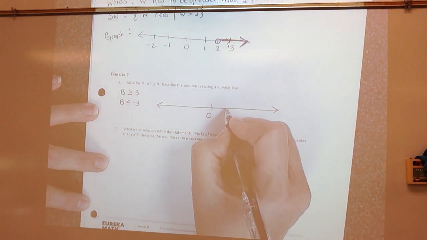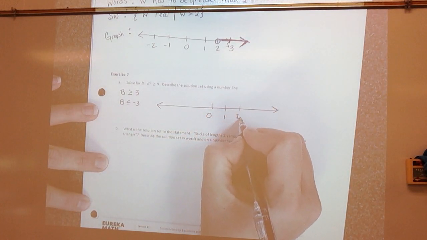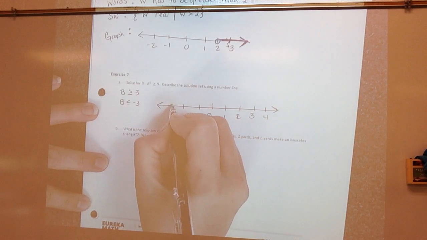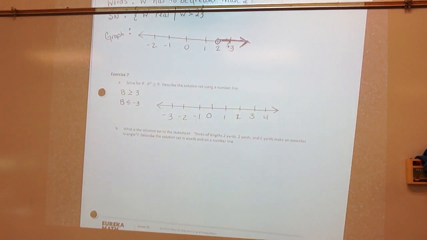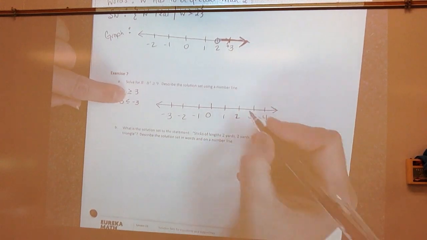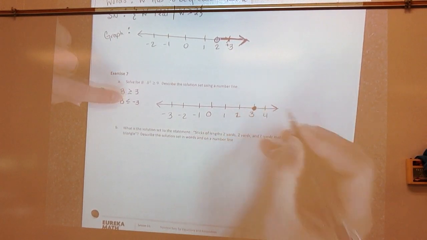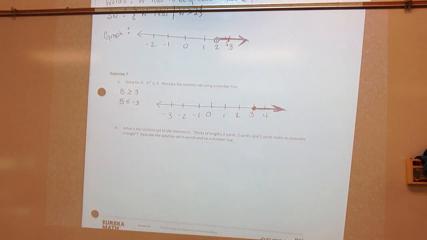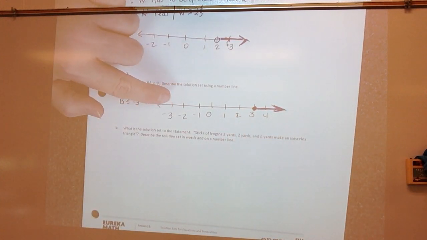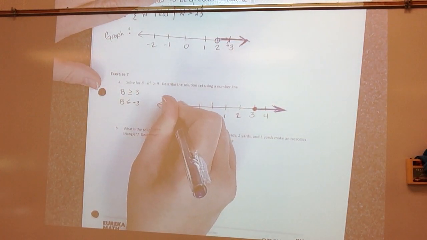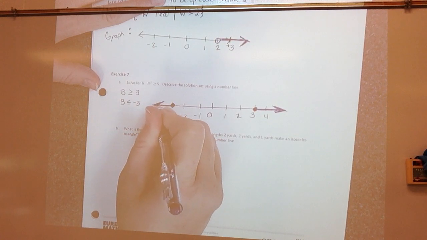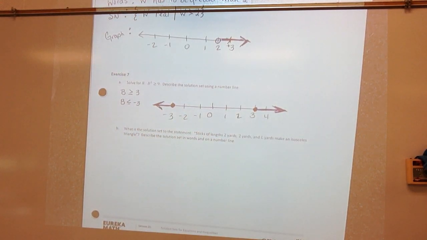All right, so it says use it on a number line. So here's my 0, 1, 2, 3, 4, negative 1, negative 2, negative 3. So b is greater than or equal to 3. 3 is included because it's equal to. And then I'm going to shade everything that's greater than 3. b is less than or equal to negative 3. My dot goes to the negative 3. And I'm going to shade everything less than negative 3.